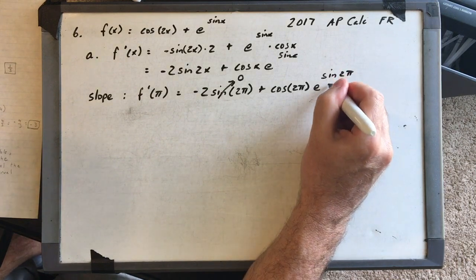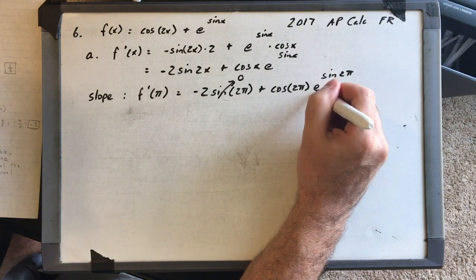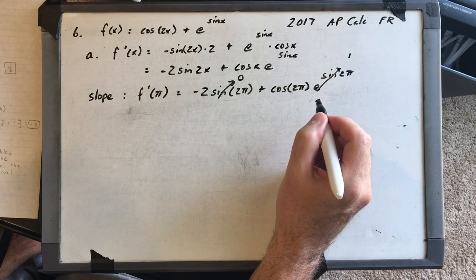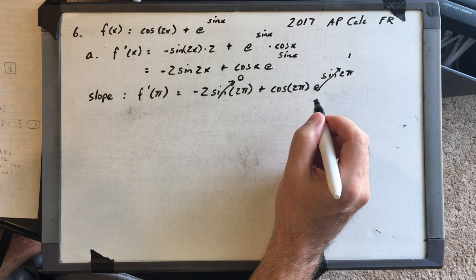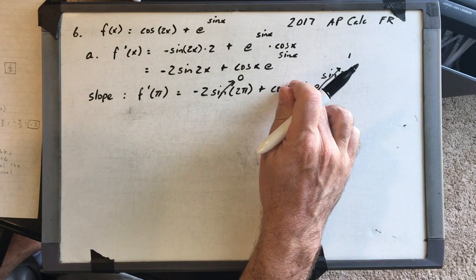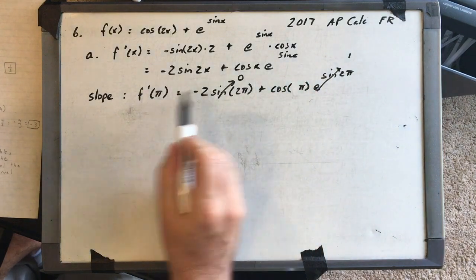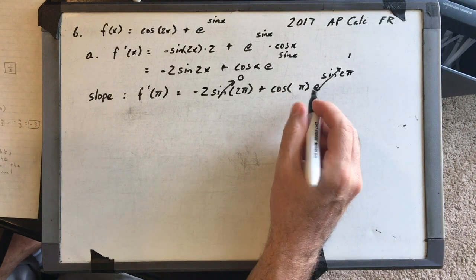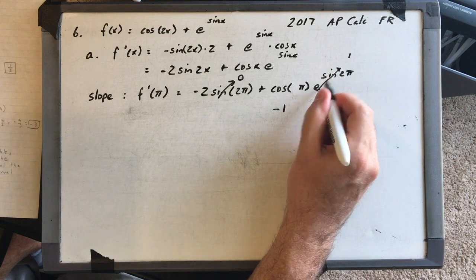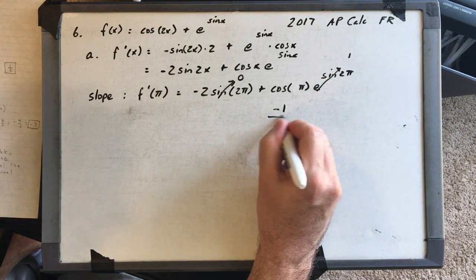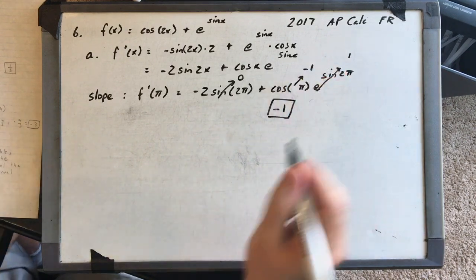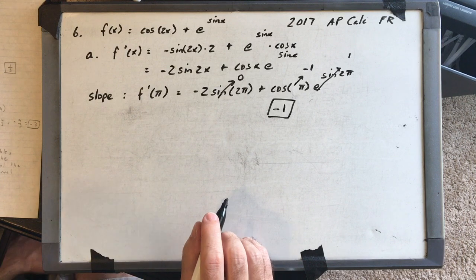And this would be e to the 0, this part, because sine of 2 pi is 0, e to the 0 is 1. Cosine of 2 pi is 1. So, excuse me, that's not the sine of 2 pi, it's the cosine of pi. All right, I'm plugging pi in, I didn't mean to put 2 pi. So the cosine of pi is -1 times e to the 0, which is 1, so the slope will be -1. Okay, so cosine of pi, again, -1. You just have to remember that from your unit circle.